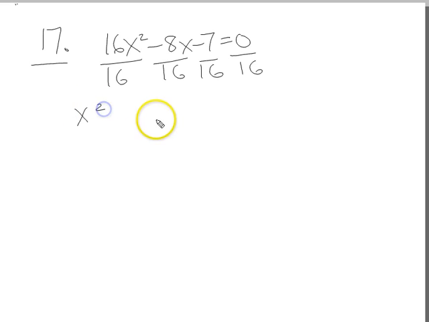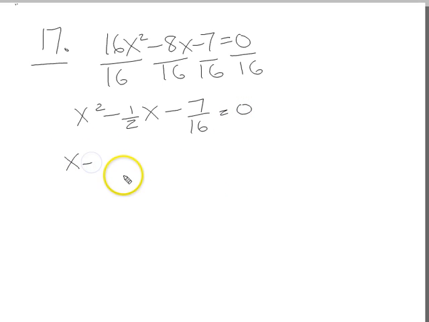So this simplifies to x squared. This is a half, agreed. 8 sixteenths is minus 1 half x minus 7 sixteenths equals 0. There we go. Now we can complete the square, so we get x minus half of a half, which is a quarter.